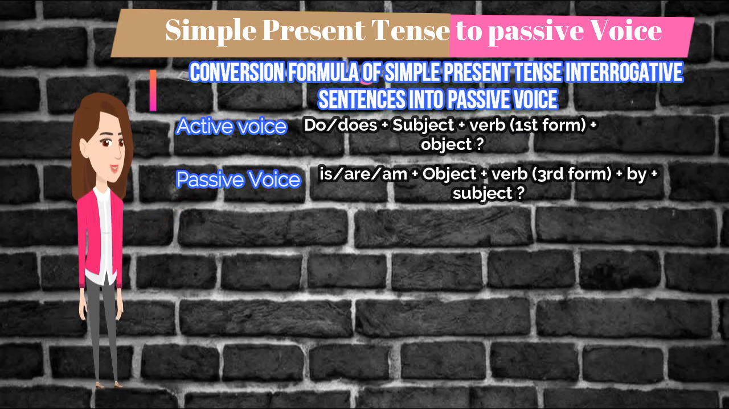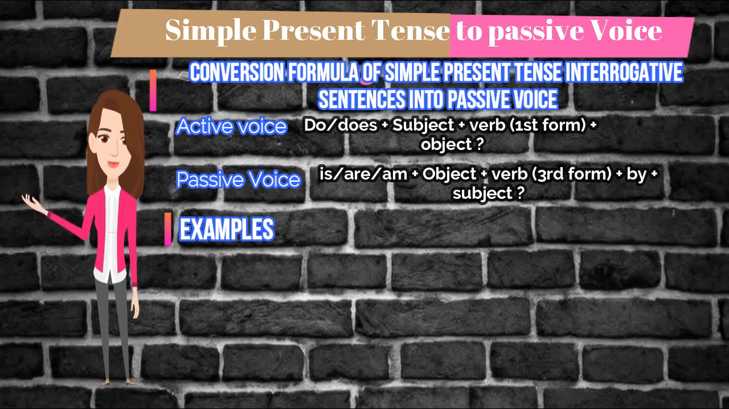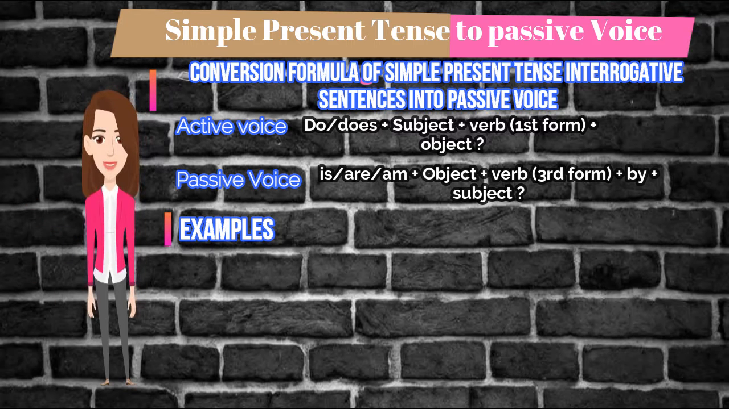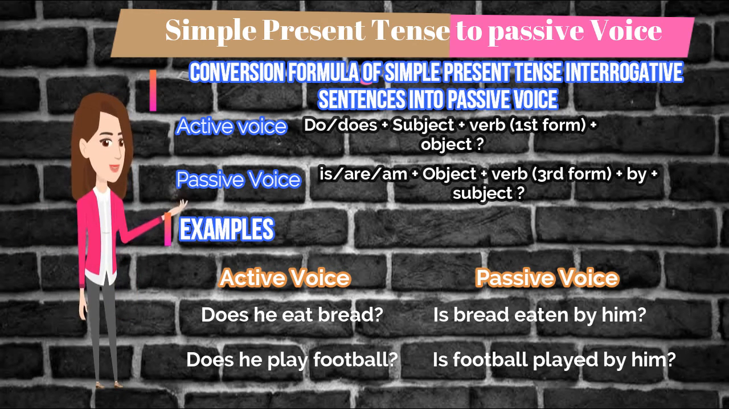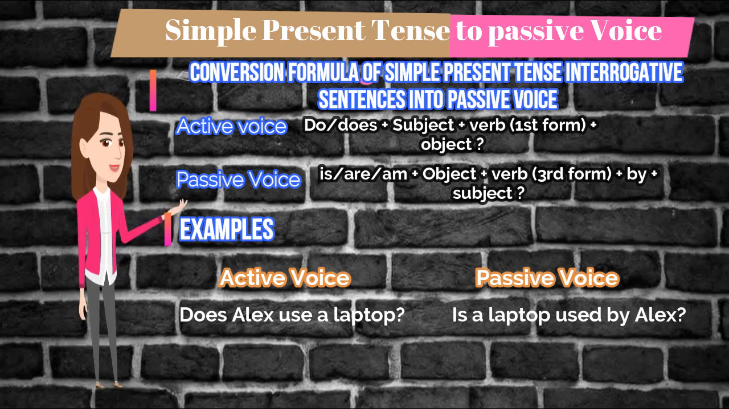Let us see some examples of interrogative sentences of simple present tense to passive voice. Does he eat bread? Is bread eaten by him? Does he play football? Is football played by him? Does Alex use a laptop? Is a laptop used by Alex?